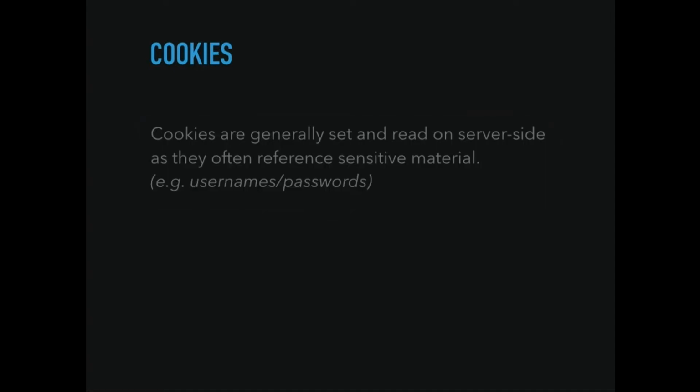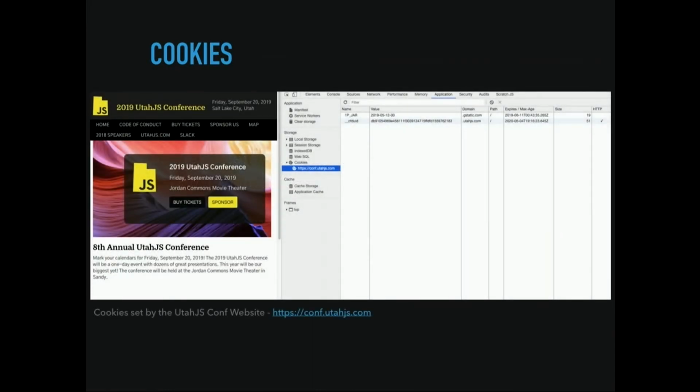So going ahead and starting with cookies, I'm not going to spend a ton of time on this, but cookies are generally set and read on the server side. They often reference some kind of sensitive material. You can expand the use on that, but a common use is making sure a session is authenticated, usernames, password hashes, that kind of stuff. They cannot exceed 4,096 bytes. There's a max of 50 cookies per domain.